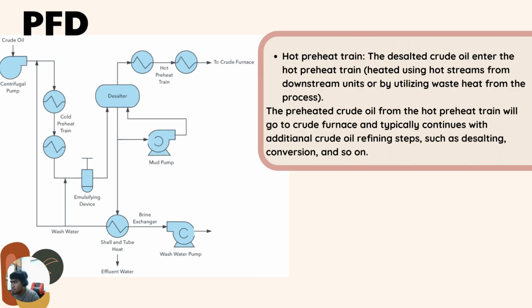And then we have the hot preheat train. The desalted crude oil enters the hot preheat train. The hot preheat train is the same as the cold preheat train, heated using hot streams from downstream units or by utilizing waste heat from the process. After being preheated by the preheat train, the oil will go to the crude furnace and typically continues with additional crude oil refining steps such as desalting, conversion, and so on.